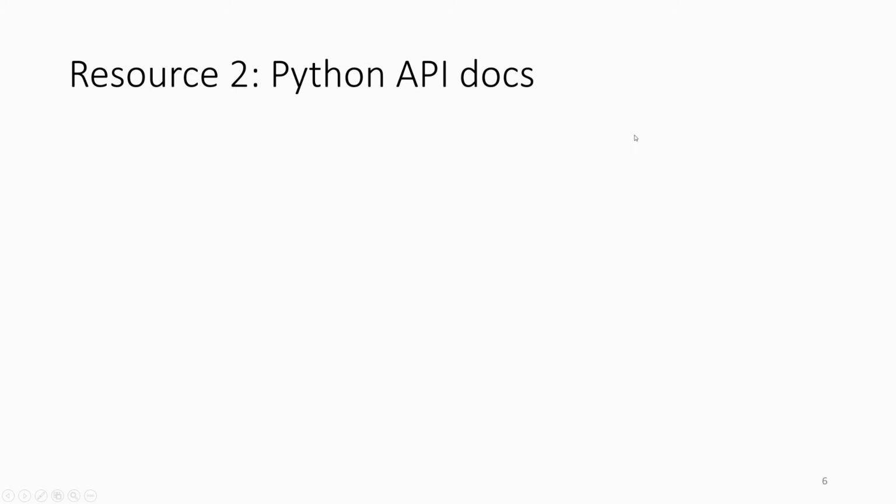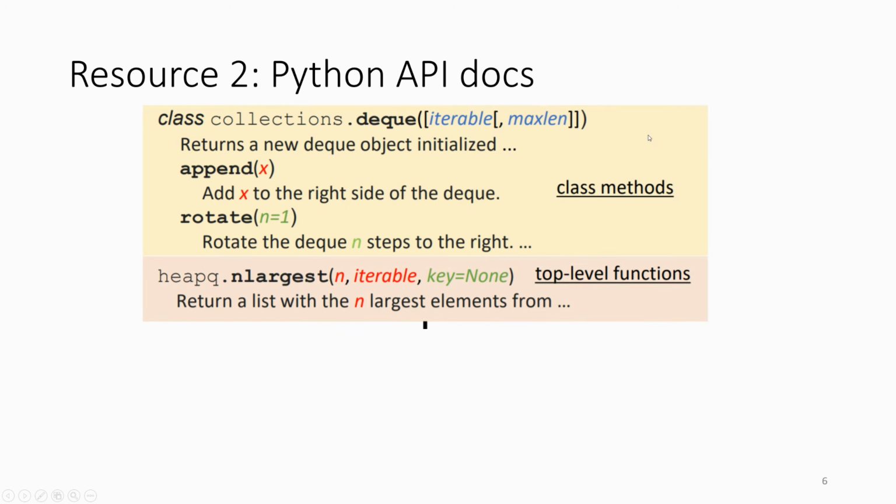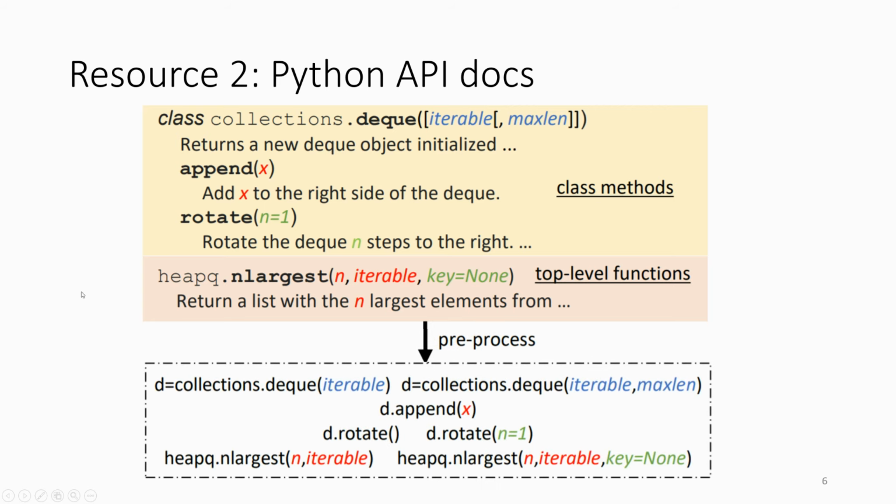For the second resource, we use the official Python API documentation, which contains class methods and other top-level functions. We can treat the natural language documentation as the intent. However, the methods shown here are usually function signatures, which are not real usages. So we need to pre-process them to emulate the real usages by filling in the arguments and variable names.